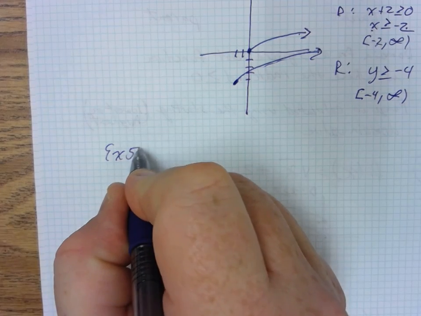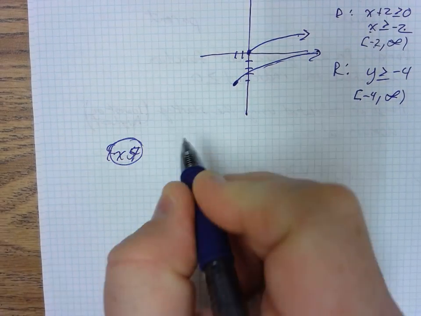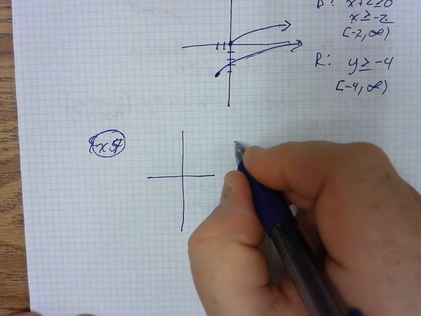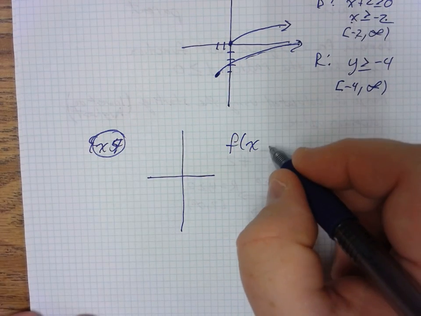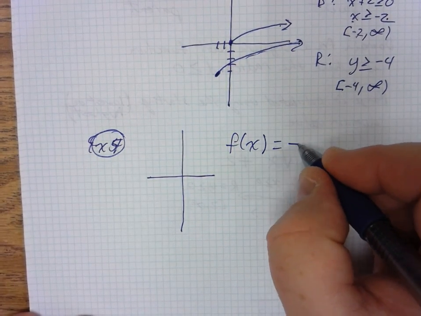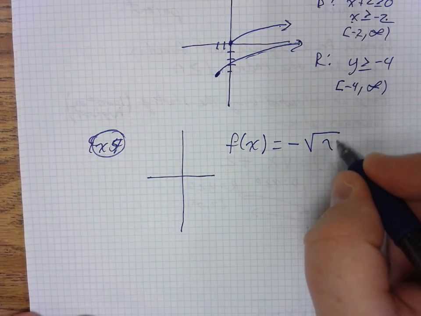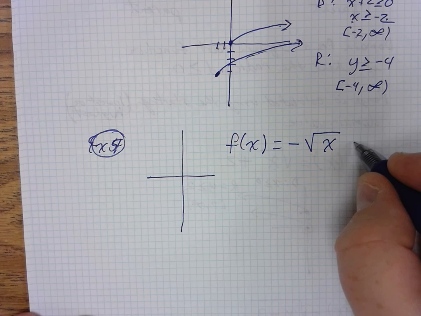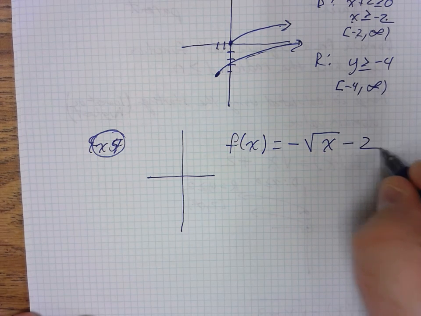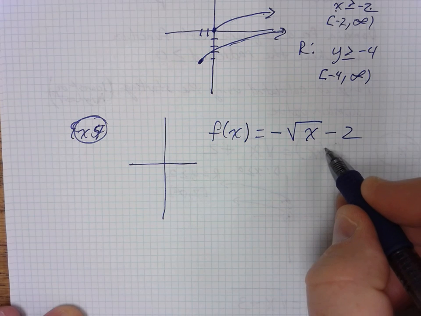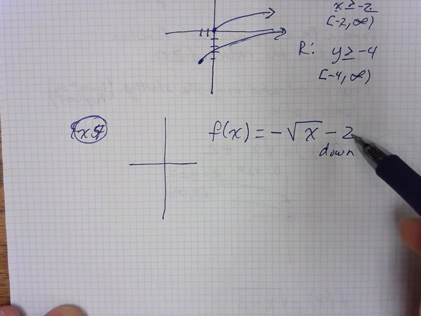Example 4, sorry. We're going to do f of x equals a negative square root of, let's just go with regular x, and let's go with minus 2 on the outside there. So this right here tells me that we are going to go down 2 units.